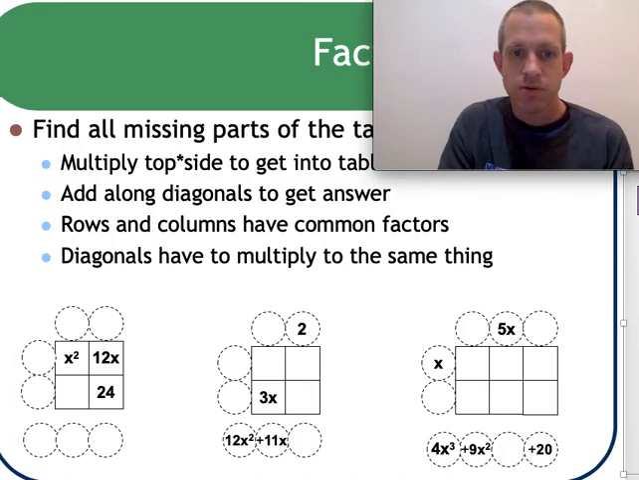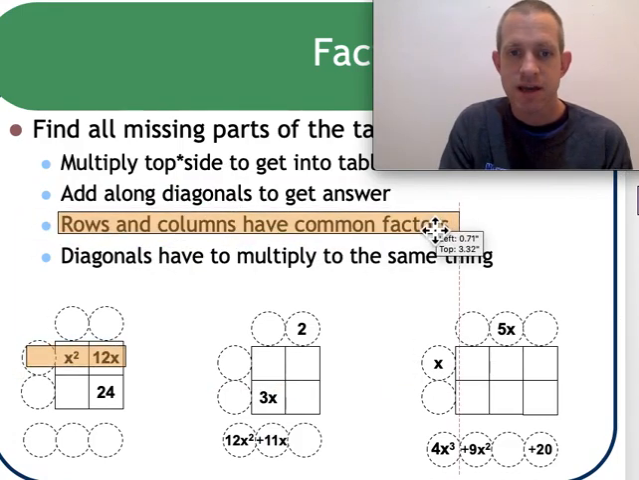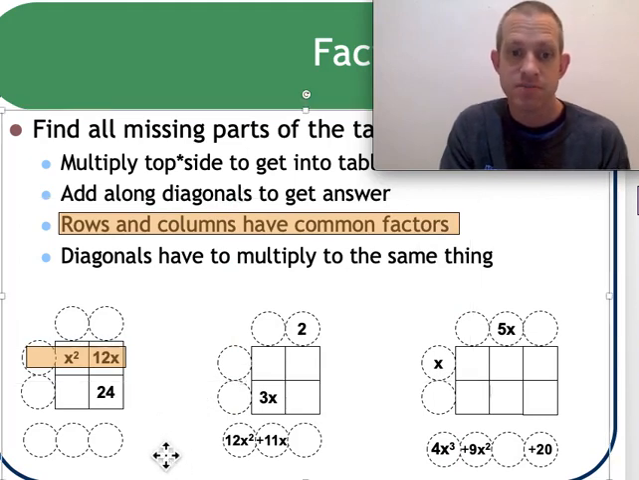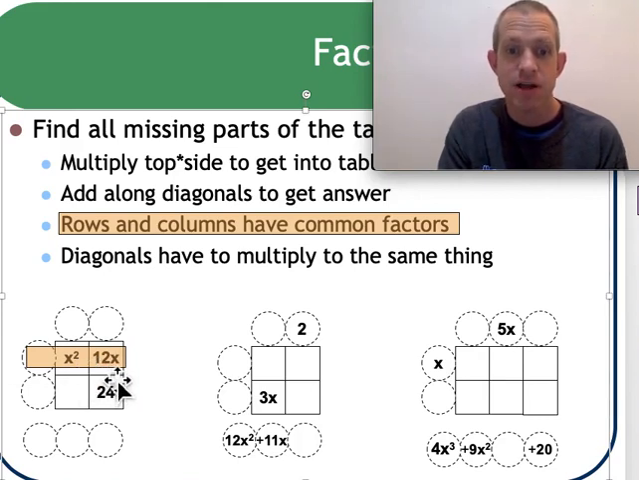Another thought, you can realize that if you have information in the same row or the same column, they must have common factors. And so in this first problem, the fact that this top row has an x squared and a 12x, they must have an x in common. So that circle must be an x. Likewise, in this column, 12x and 24, they're both even. And so I could put a 2 in this circle on the outside.